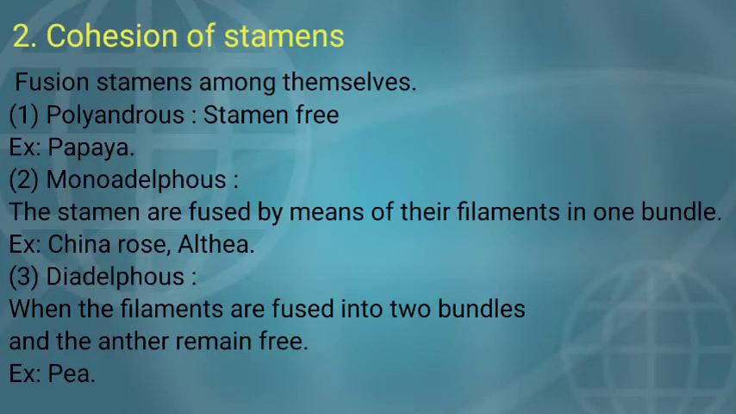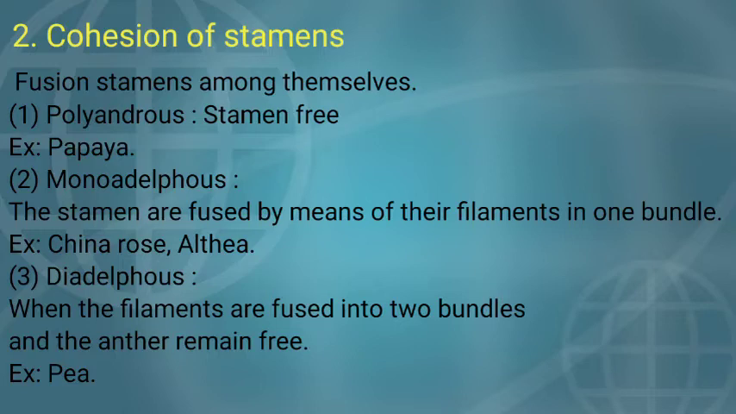The second aspect of classification of stamens is based on cohesion of stamens. Cohesion of stamens in the sense fusion of stamens among themselves. This condition again is classified into 6 different types. The very first one, polyandrous condition. In this condition, stamens are free. Example, papaya. The second one, monodelphous condition. In this condition, stamens are fused by means of their filaments into one bundle. Example, China rose, Althaea.